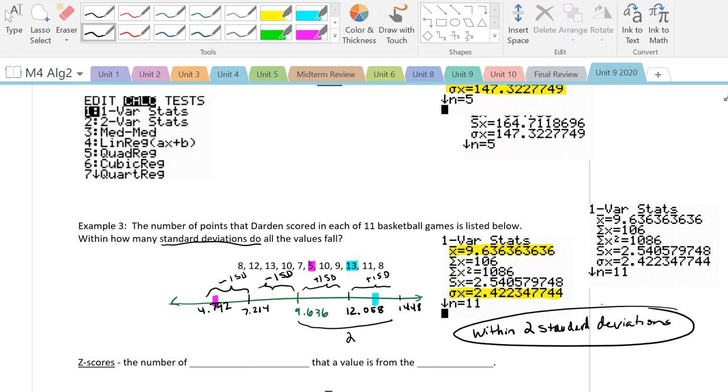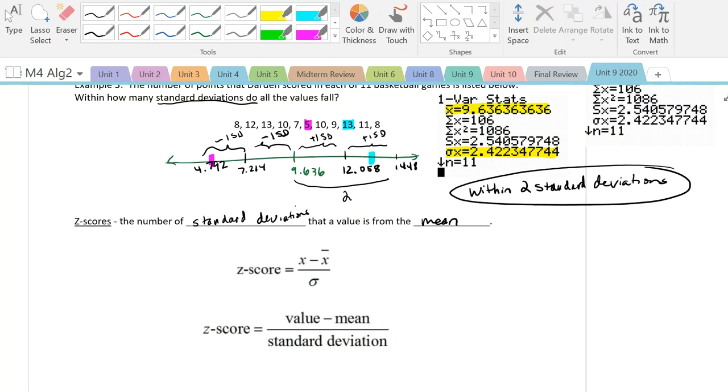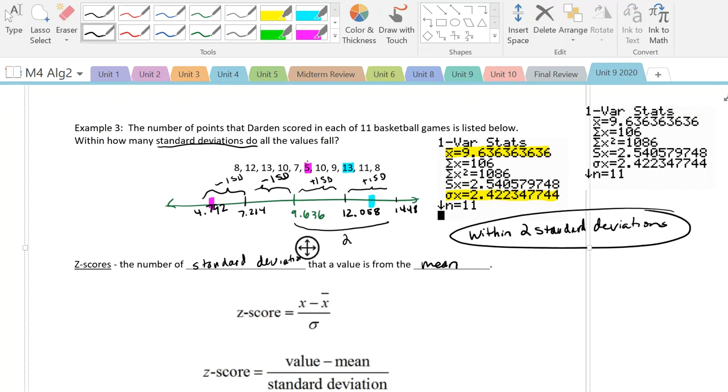All right, so a z-score. It's the number of standard deviations that a value is from the mean. Our z-score is just calculated by, if you're using symbols, x minus x bar over sigma, or really just the value minus the mean over the standard deviation.